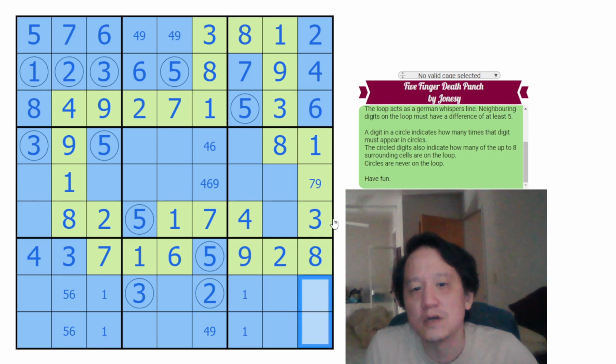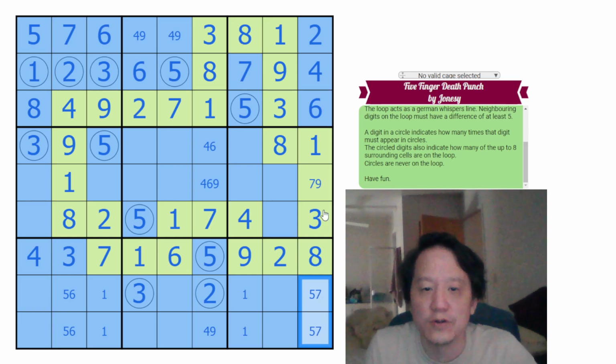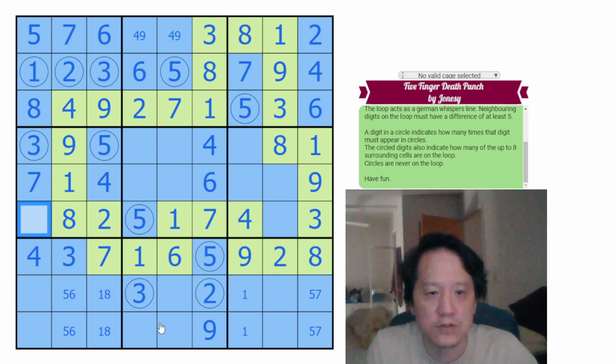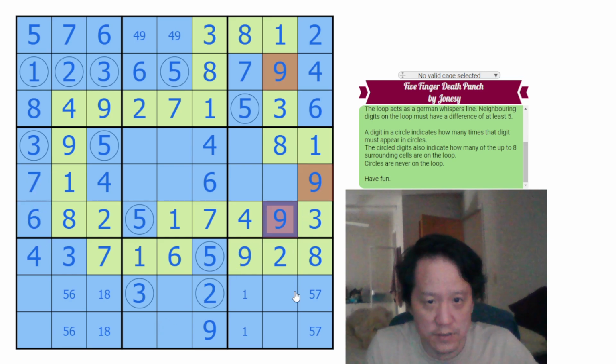This becomes 5, 7, 9. Oh, no 9. So this has to be 9. So this can't be 9. So this is 9. This becomes 1, 4, and 8. So this is 1 and 8. This is 4. This is 6. This is 4. 7 has to be here. So this is 6.